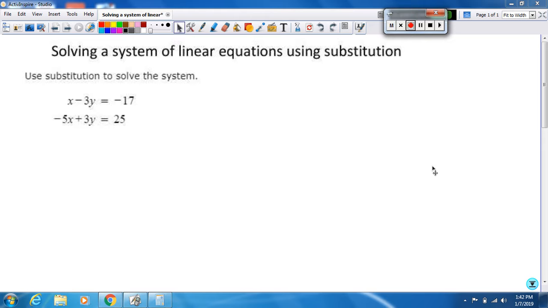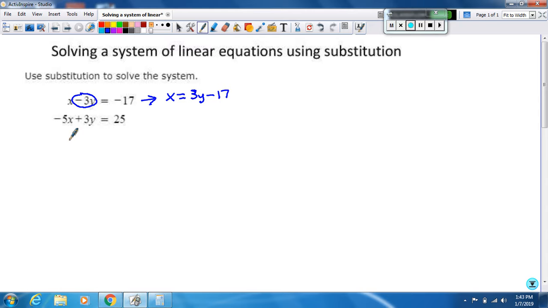Okay, in order to solve using substitution, you want to have a variable isolated by itself. So the first thing we have to do is take this first equation where x is almost by itself, and we have to rearrange it so that it will be by itself. All you have to do is move the negative 3y over, and in order to move it over, you just change the sign. So you're going to change it to a positive 3y. When you do that, you get x equals a positive 3y minus 17.